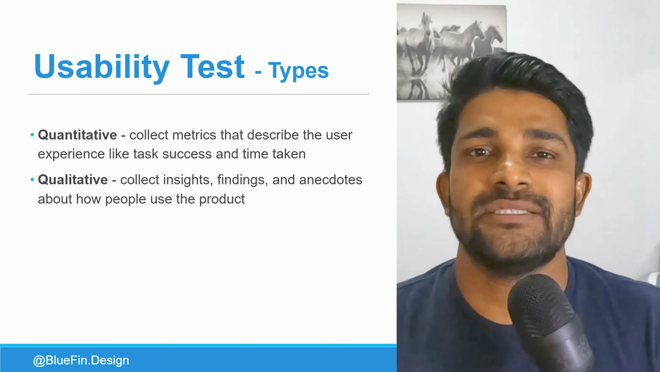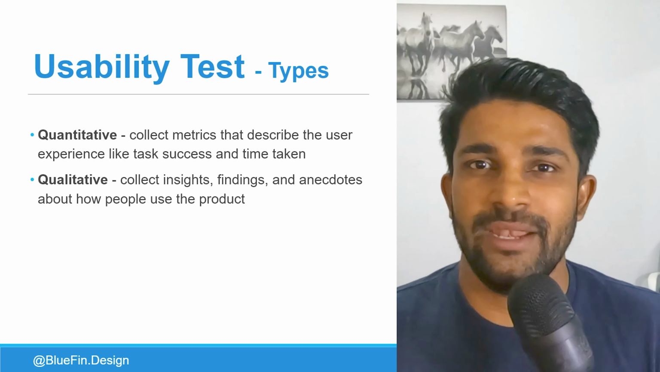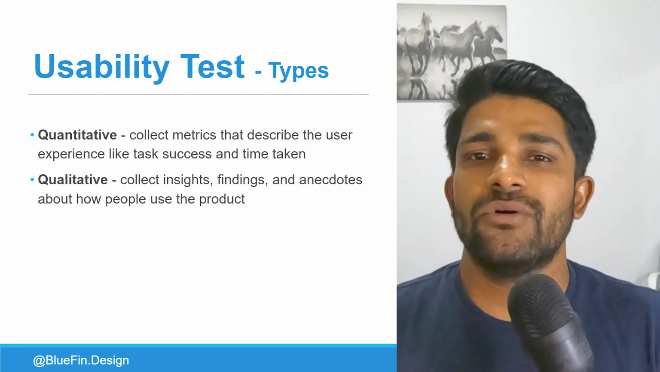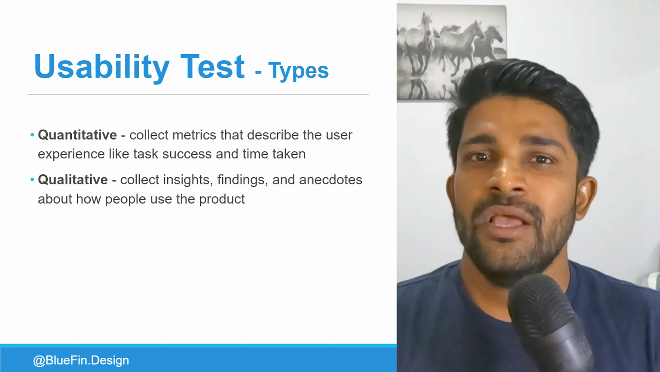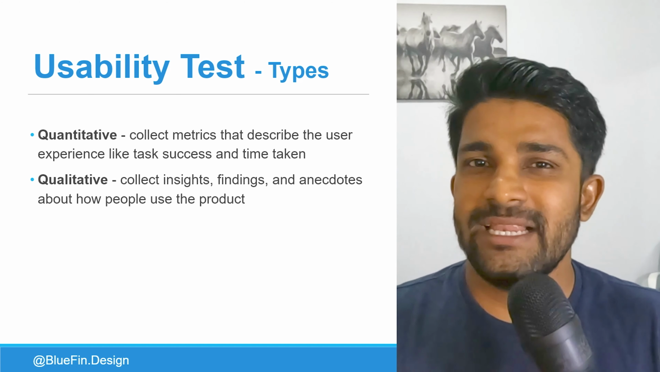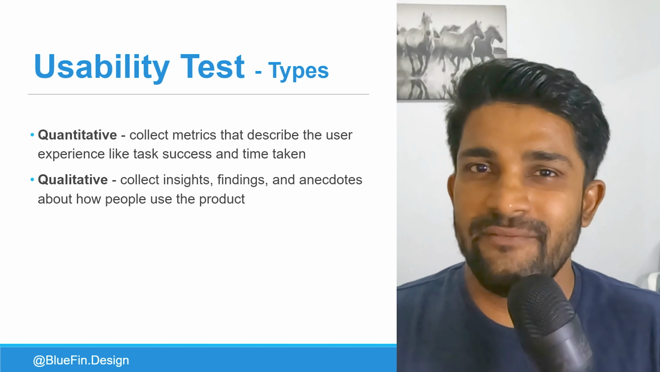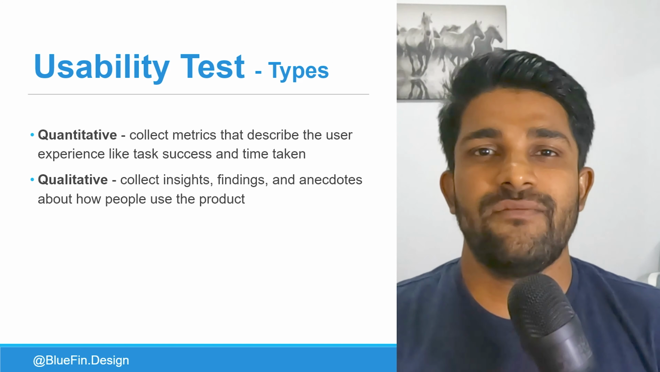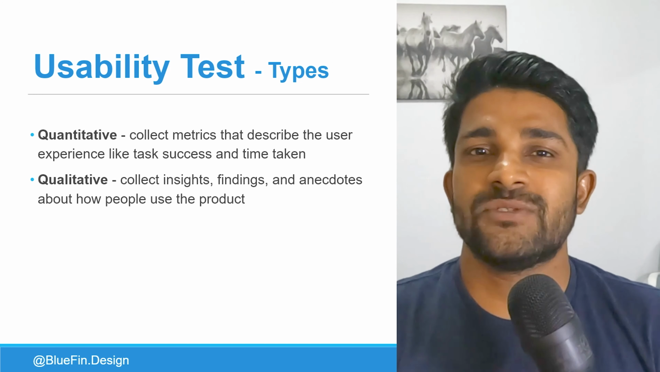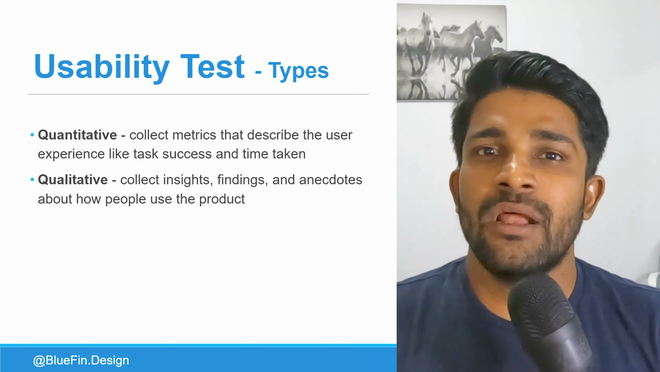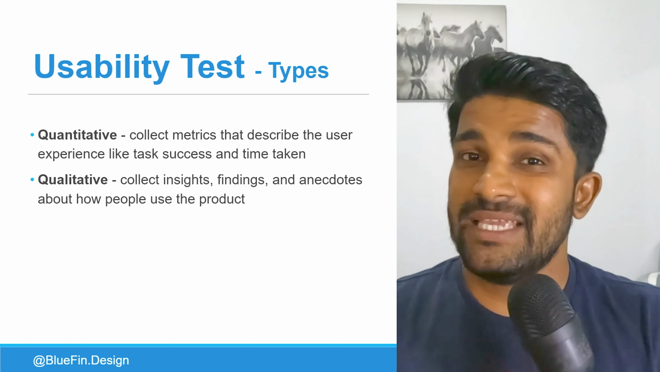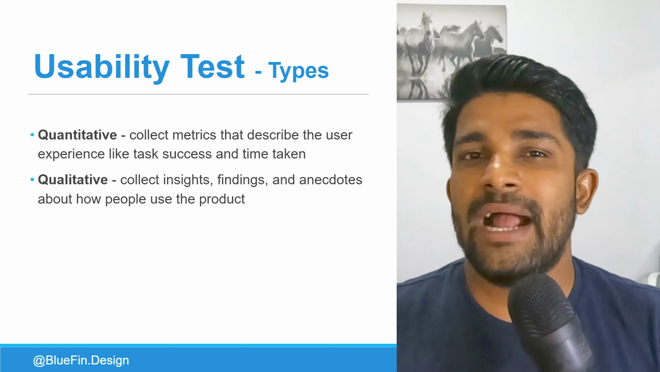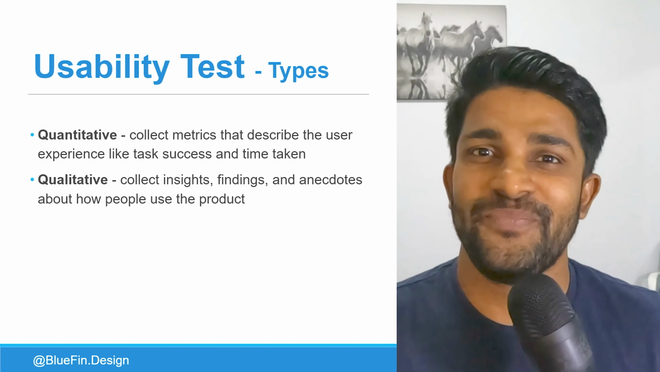The next type is a qualitative usability test, wherein you collect insights, findings, and small anecdotes about how people use the product. They are not necessarily as tangible as the quantitative information, but you get a lot of insightful information from qualitative tests, wherein you are able to judge whether the users are able to use your product with ease or they have struggles with your workflow. So you get certain feedback that you can go back and iterate upon.